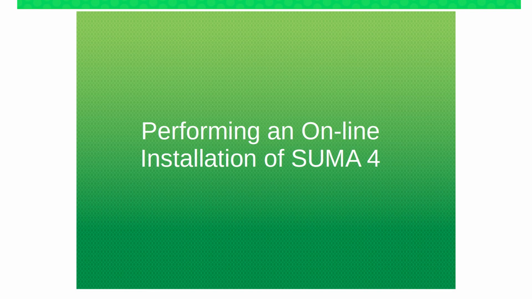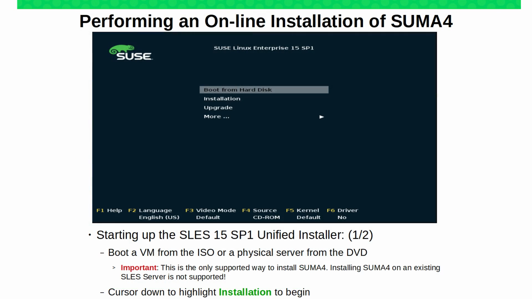The final objective of this module will lead you completely through the process of doing an online installation of the SUSE Manager 4 server. Along the way, I'll work in some tips and best practices that you will want to keep in mind when installing your own SUMA 4 servers. After downloading the SLES 15 SP1 Media Installer from our download site, you can use that ISO to directly boot up a VM to begin installing SUMA 4, or burn the ISO to DVD and use it to boot up a physical server.